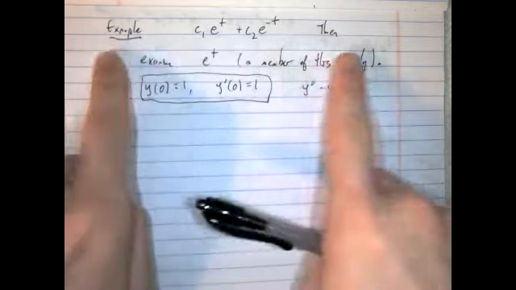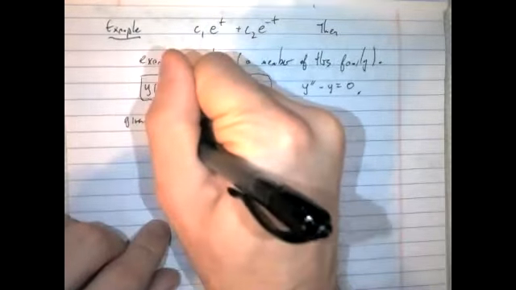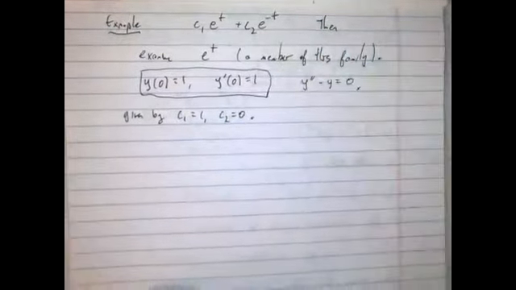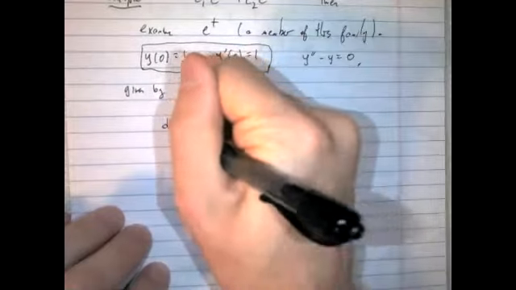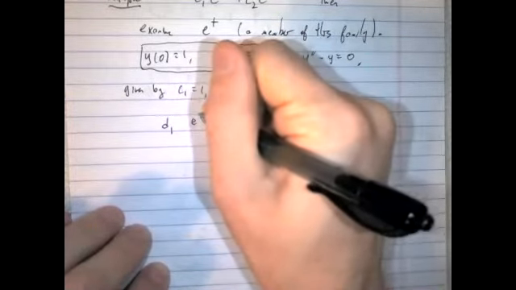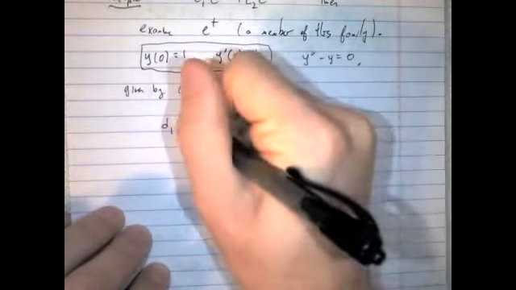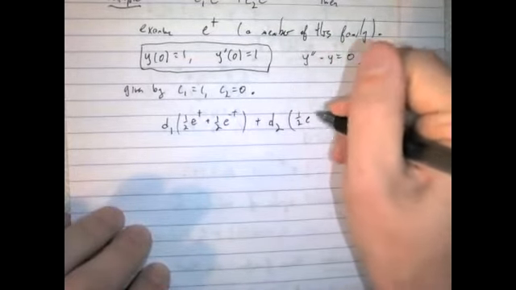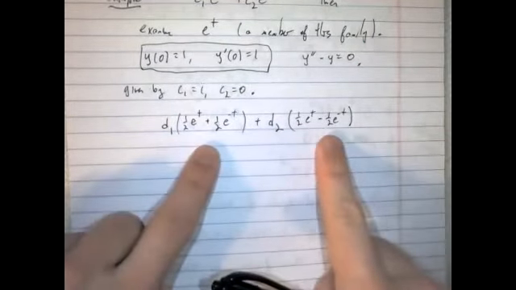Yes. Yeah. Okay. So now, this is given by C1 is equal to 1 and C2 is equal to 0 in this case. Now, let's take our different family. Let's examine the family given by, let me choose different constants, D1 times 1/2 e to the t plus 1/2 e to the negative t plus D2 times 1/2 e to the t minus 1/2 e to the negative t. This is like my different basis, right?